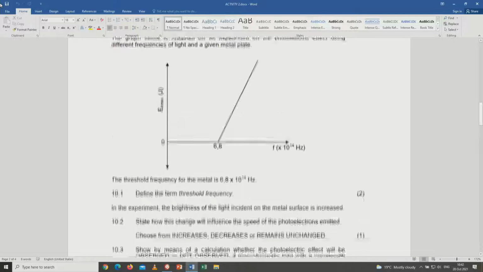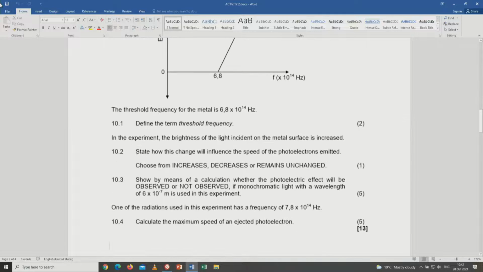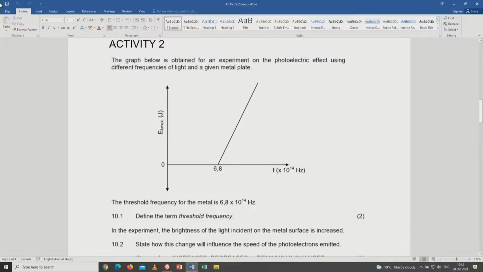Then moving on to activity number 2. It has now become a norm that this question is asked in the form of a graph. If you are given a graph like it is the case now, especially a straight line graph like this, it is important that you express the photoelectric effect formula in the form of a straight line graph.